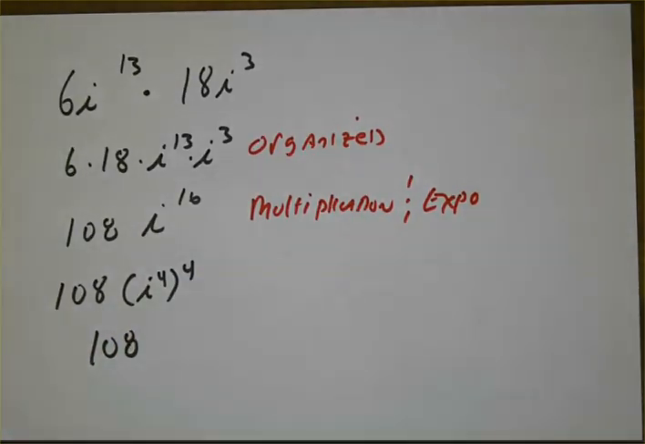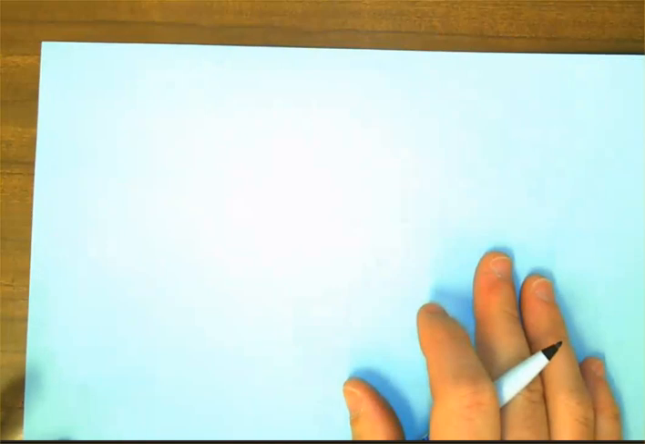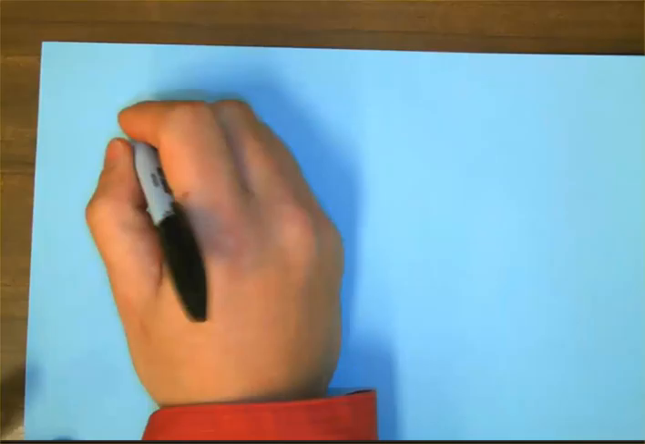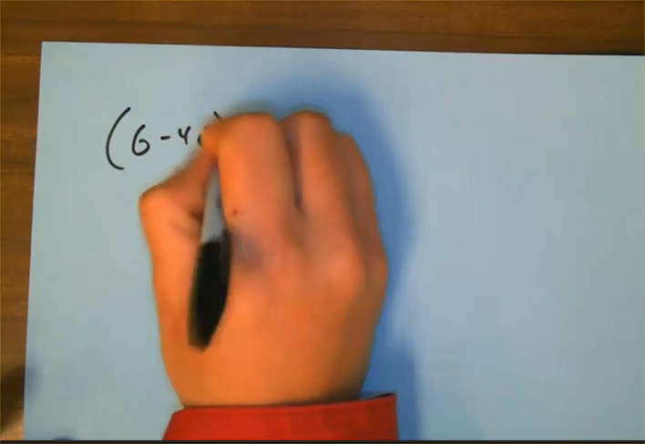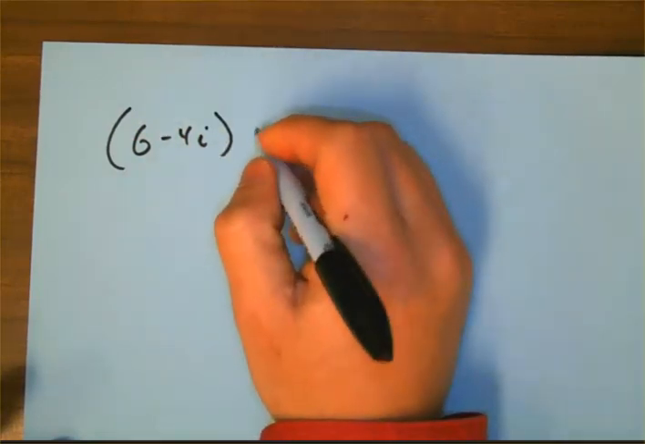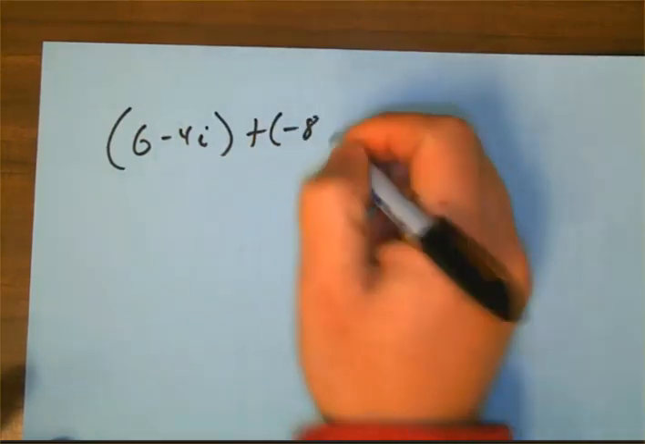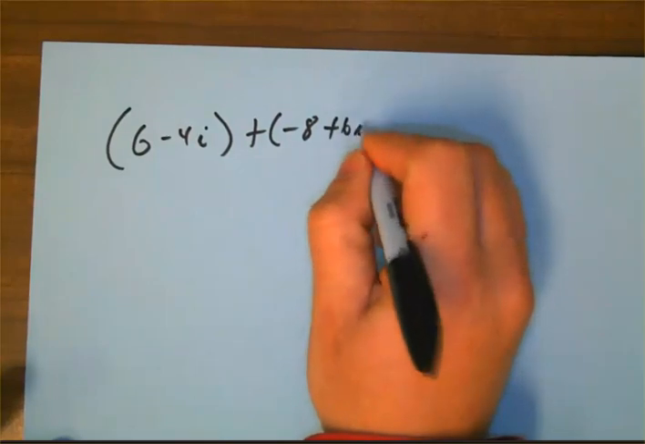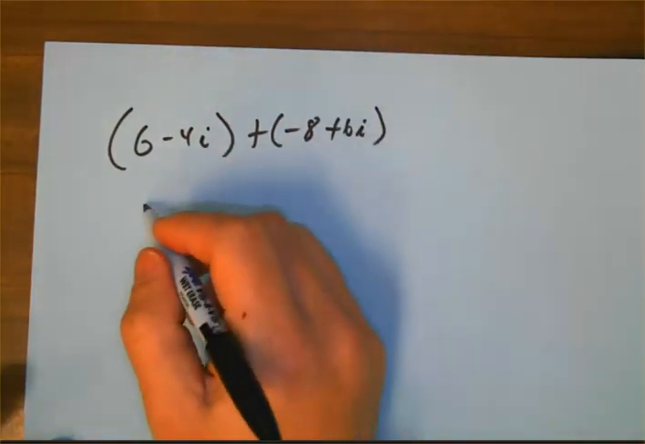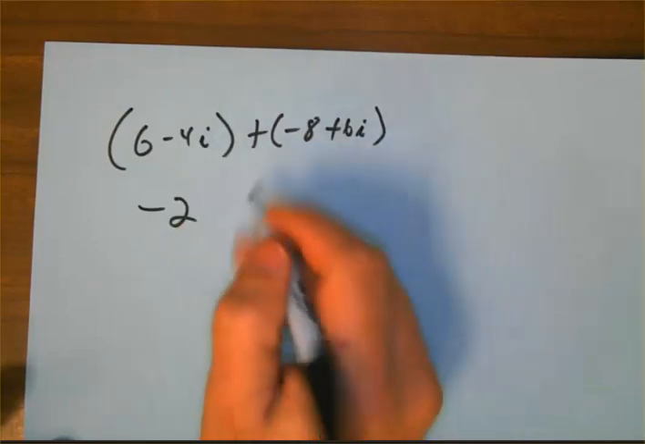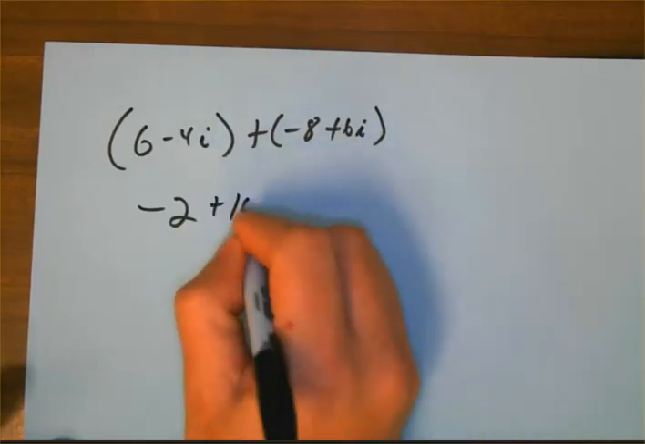Okay. So what we're going to do is some operations with complex numbers. The very first thing you can do is adding or subtracting. So if we're going to add, like 6 minus 4i plus negative 8 plus 6i, well, that's super simple. You just add the like terms. 6 and negative 8 makes negative 2. Negative 4i and positive 6i gives you 2i. So there it is.